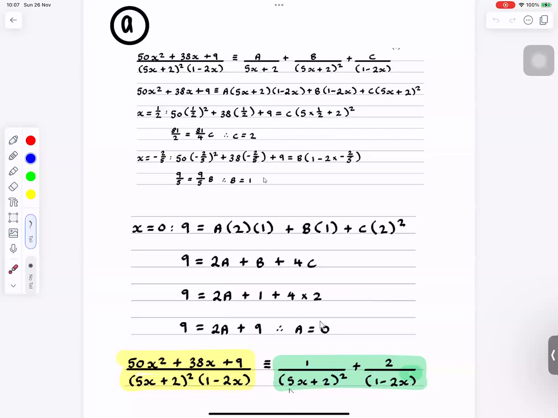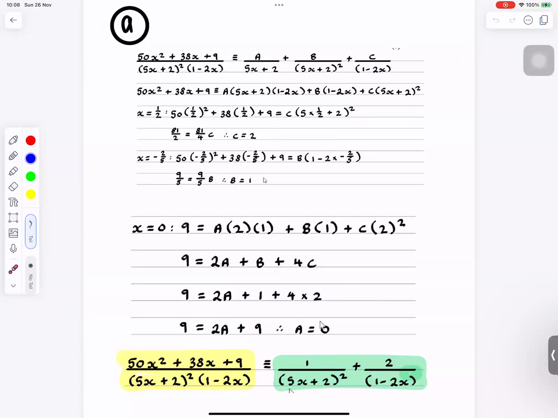So to express it in partial fractions, we have A, B, and C. We have to be careful: 5x plus 2, we write it the first time, and then we write it again, 5x plus 2 all squared. So when you multiply by this denominator, you will get this second expression.